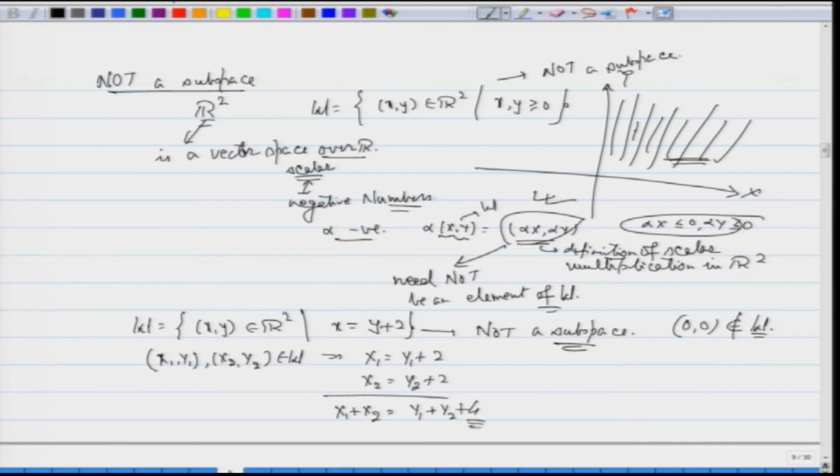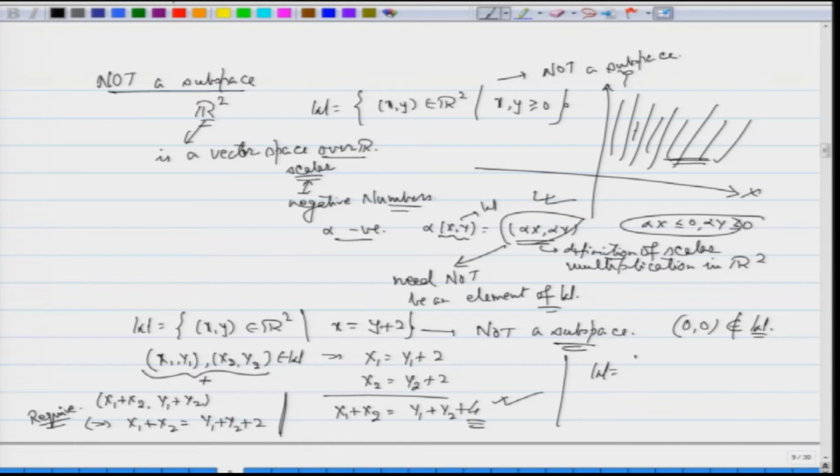But for W to be a subspace, what we need is that their sum should be there. Their sum is nothing but (x1 plus x2, y1 plus y2), and therefore what I require is that x1 plus x2 should have been y1 plus y2 plus 2. But here I am getting 4. So this is not a subspace. Similarly, you can show that W equal to all (x, y) belonging to R² such that x is equal to y squared is not a subspace.